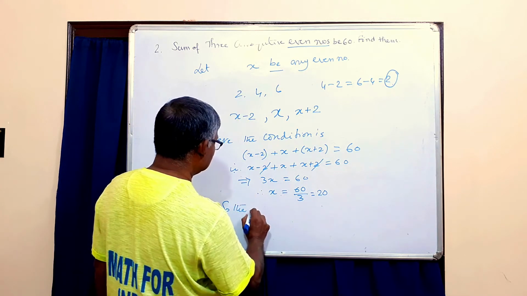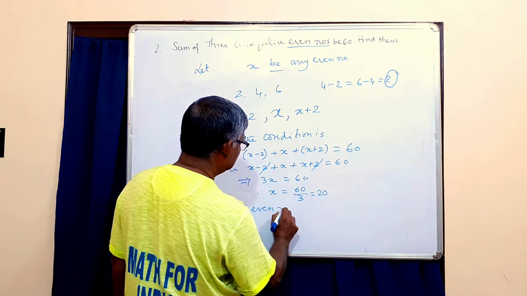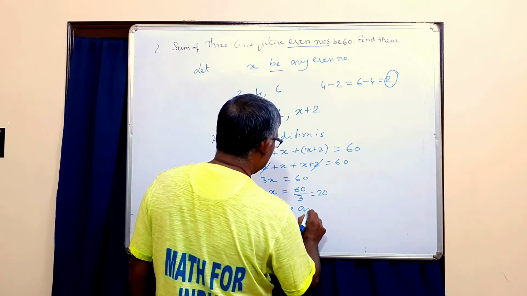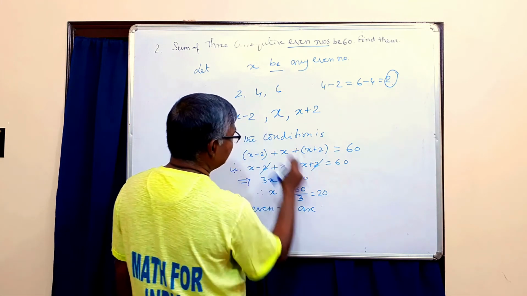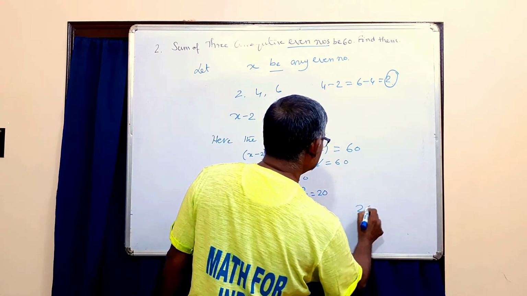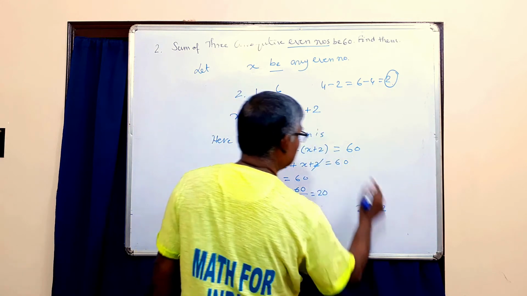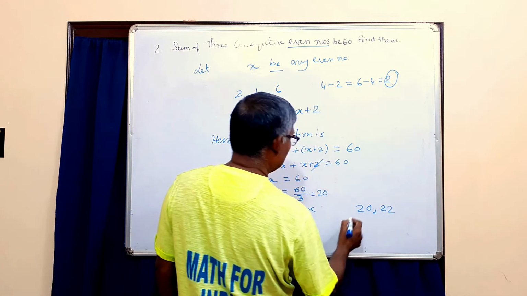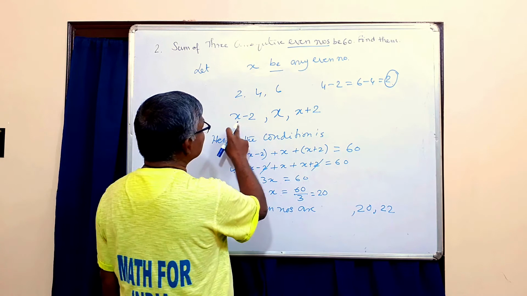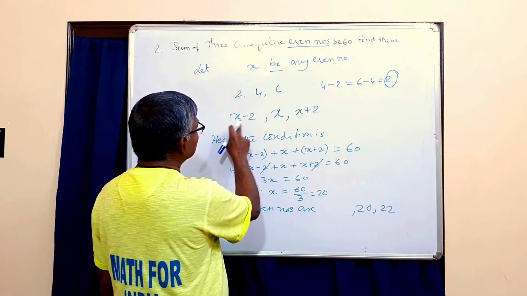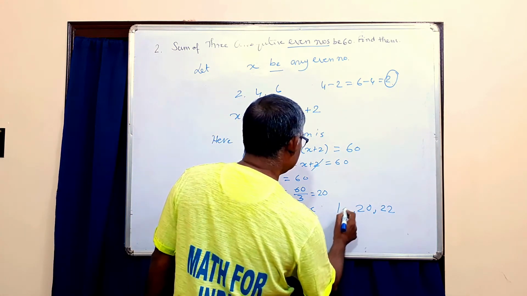So the even numbers are, what is the value of x? It is 20. Next, 20 plus 2, that is 22, and the first number is 20 minus 2, that is 18.